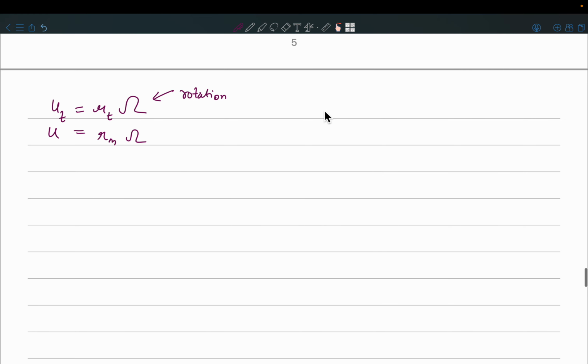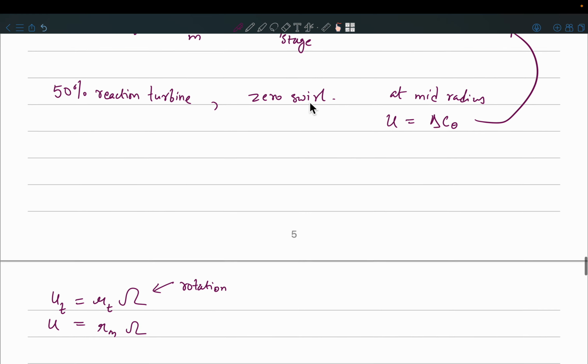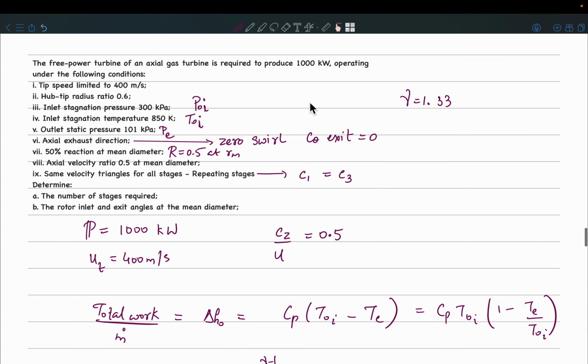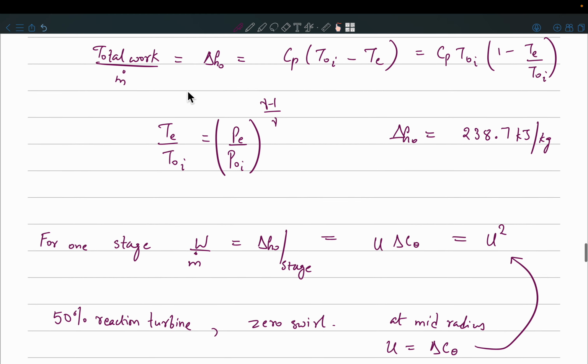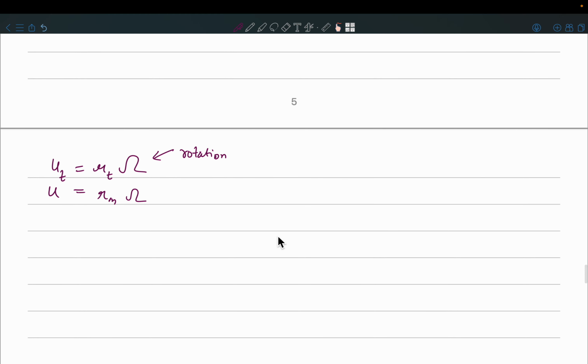So we know what the hub to tip ratio is. What I am given over here is R_H by R_T. But what do I want? I want R_m by R_T. So I want U_T by U is equal to R_T by R_m.